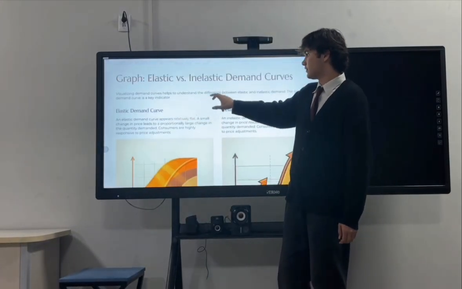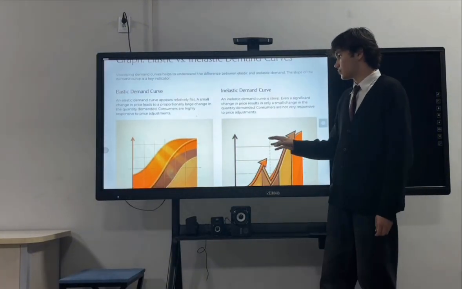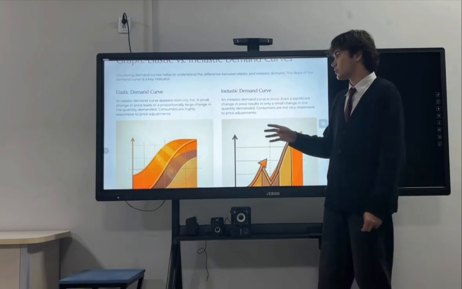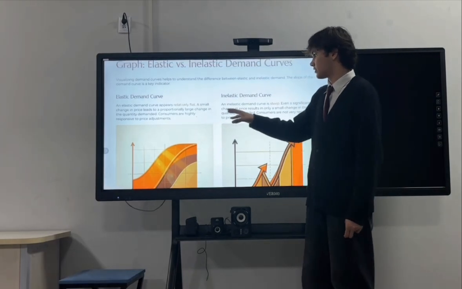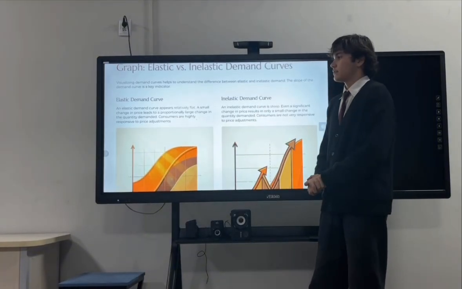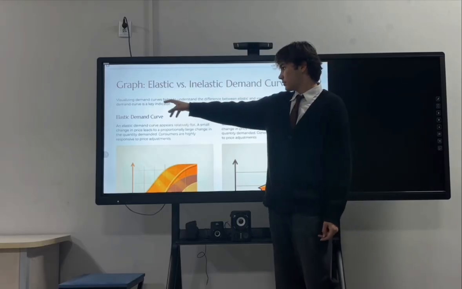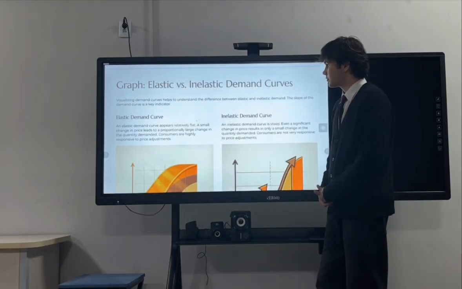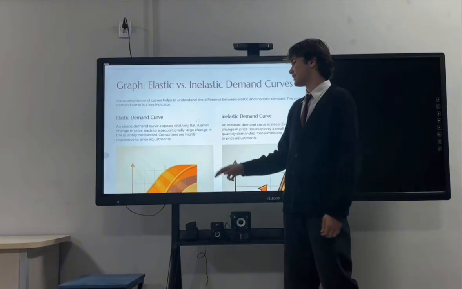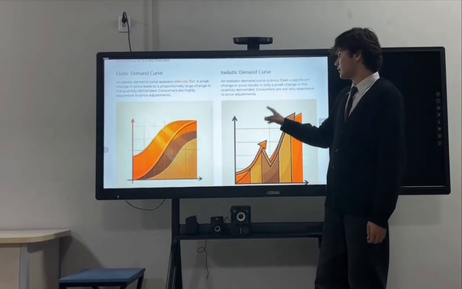Let's move to the graph: elastic and inelastic demand curves. We have 5 types of graphs, and some of them relate to elastic and inelastic demand. The first one is absolutely elastic. Visualizing demand curves helps to understand the difference between elastic and inelastic demand. The slope of the demand curve is a key indicator. Here is the elastic demand curve and the inelastic one.